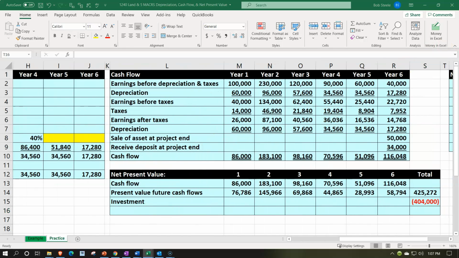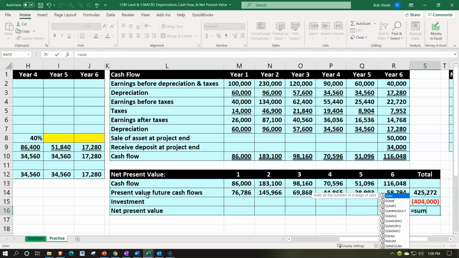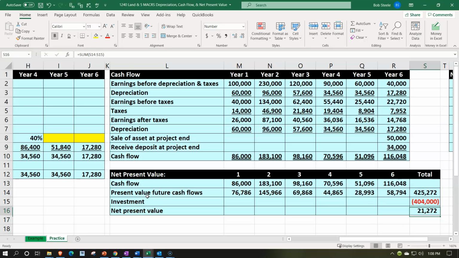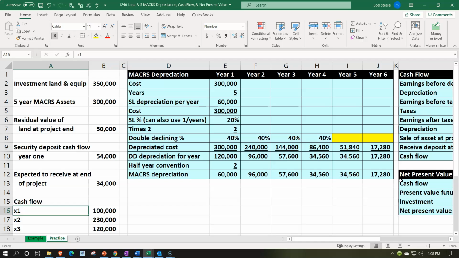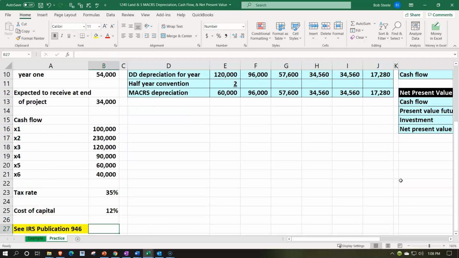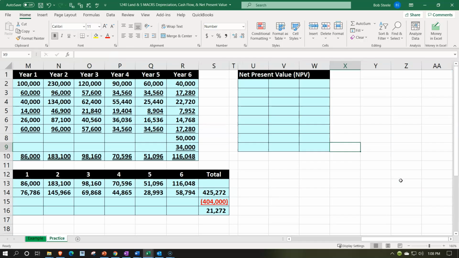The 404, that gives us the net present value calculation. Summing this up equals the SUM, we get the 21,272. I'm going to put an underline here, font group and underline. So there we have it. It's above zero. Therefore, it's a job that we might pick up because it did clear the required rate of return or cost of capital, which we said was, what was it again? 12%.